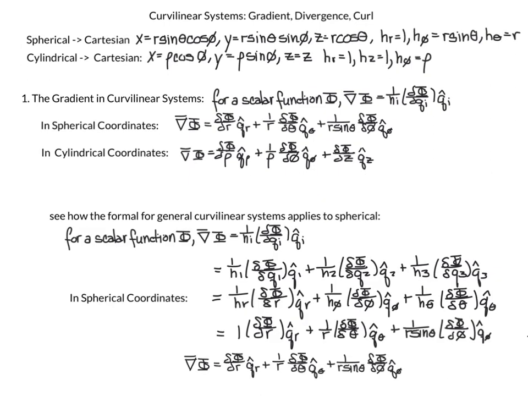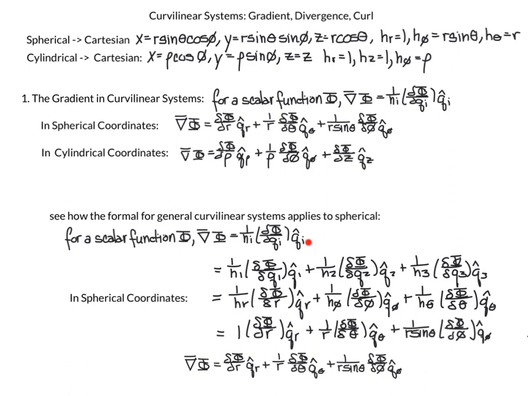Our first topic is gradients. So in general, for a curvilinear system, this is how we calculate the gradient. And we have the formula here for spherical and cylindrical, and I'll just show you next how we use this general formula to get the specific formula for spherical, and then you can try out cylindrical on your own. But let's take a look at this formula. So I've copied it here.